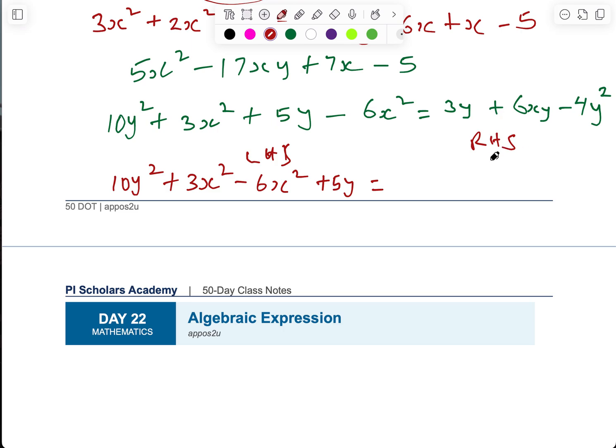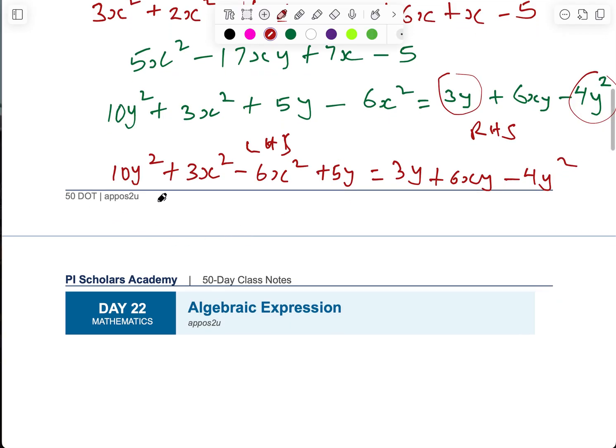Then on the right hand side, they really don't have things in common. So you have 3y. By the way, you cannot combine 3y and 4y squared. You cannot combine it because they might be the same letters, but they have different powers. So 3y plus 6xy minus 4y squared. Now that we're done with this, you can simply simplify this.